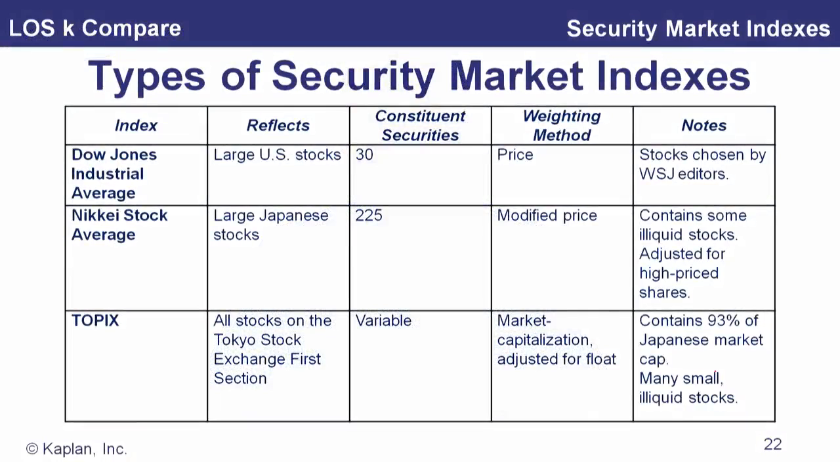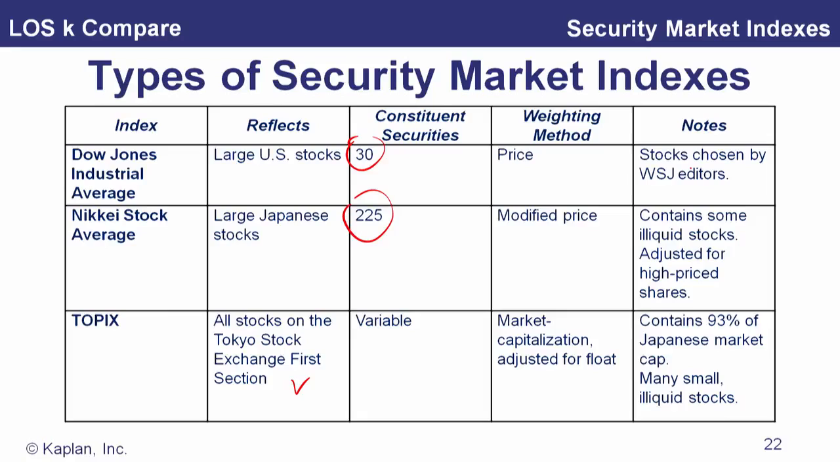And now this is just a listing that you can look over of types of security market indexes. Just ones you should possibly be familiar with, but some of the topics, for example, just might not come up. All stocks on the Tokyo Stock Exchange first section. Okay. This one right here. And we see the constituent securities. Now only 30 in the Dow Jones, 225 in the Nikkei stock average. And then there's some notes, okay?